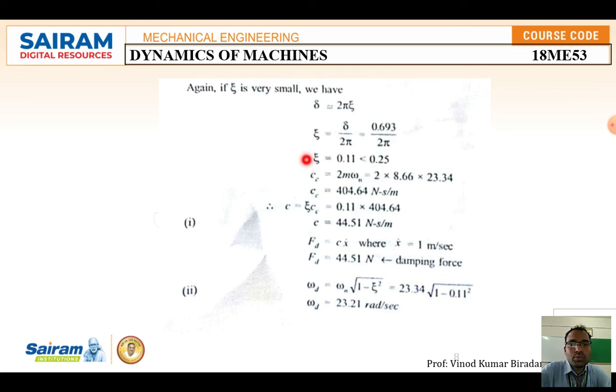Once you know the zeta value, calculate cc. cc, the critical damping coefficient, is equal to 2m omega n. The mass you calculated, omega n you calculated, so substitute here. So cc is equal to 404.64 newton second per meter.